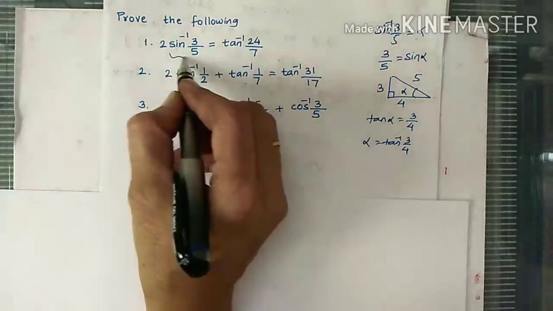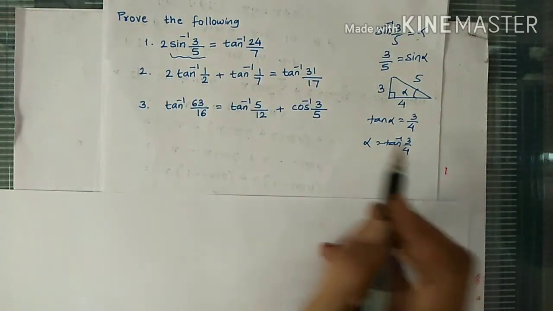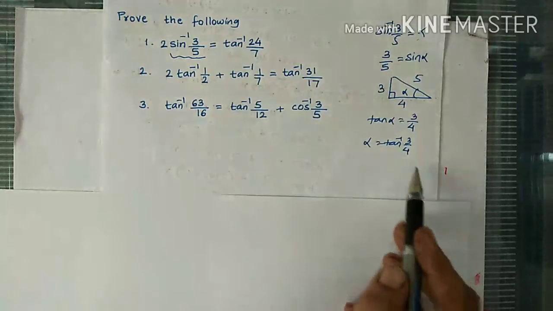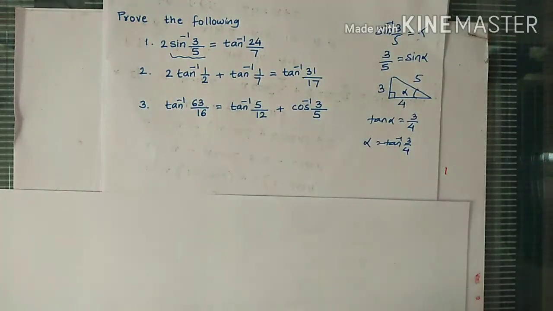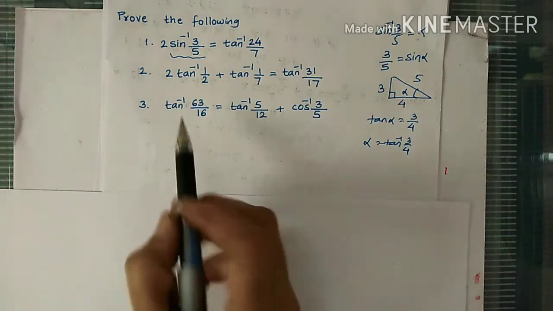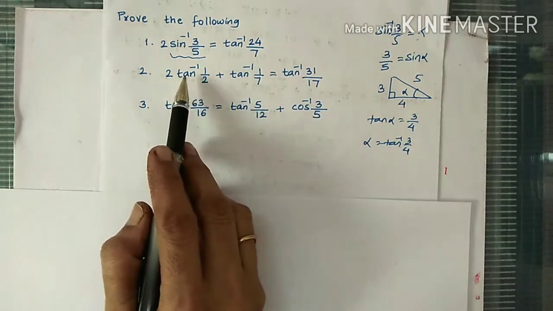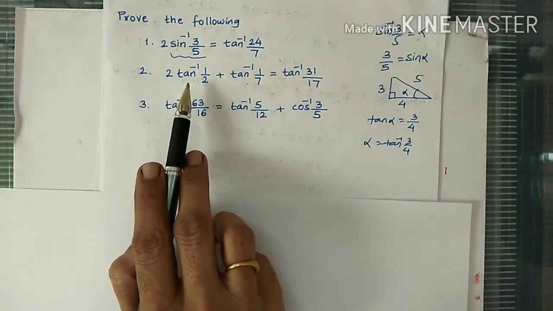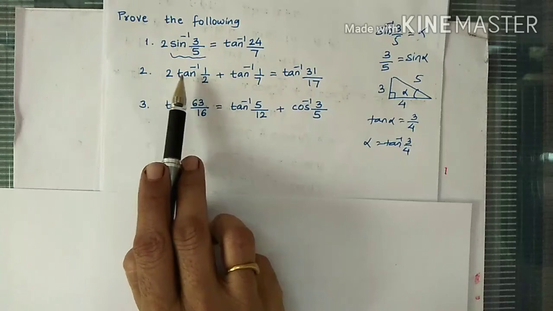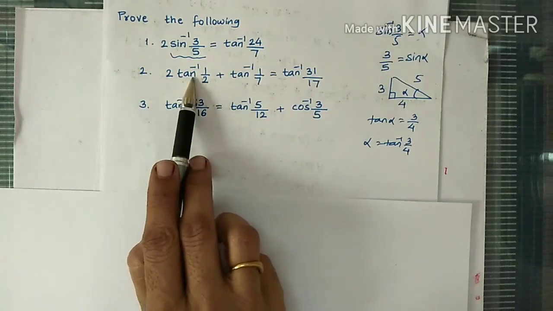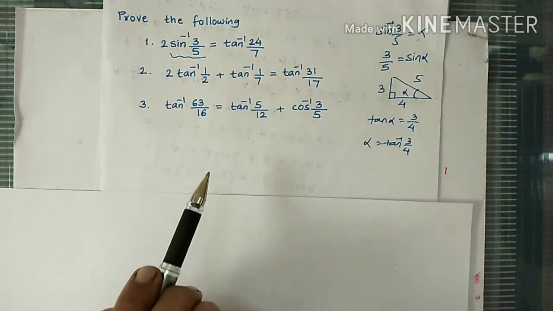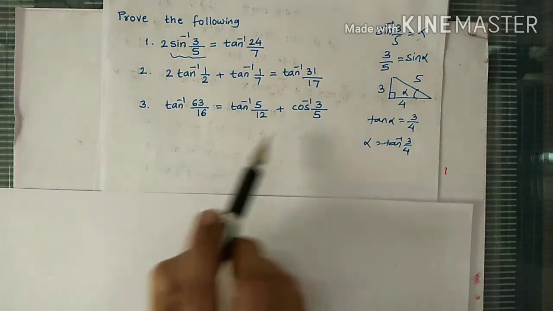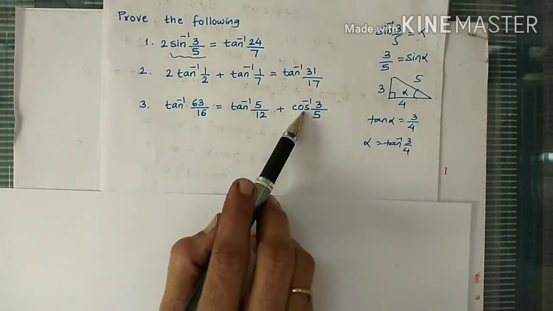So this term will become tan inverse of 3 by 4, and 2 tan inverse of 3 by 4 you can write as tan inverse 3 by 4 plus tan inverse 3 by 4, and use the property and you will get the answer. Here also the same property you can use. Here you have to use the property thrice. First for tan inverse plus tan inverse, and again you are adding this tan inverse to that term. So like that. Here also use the same trick.